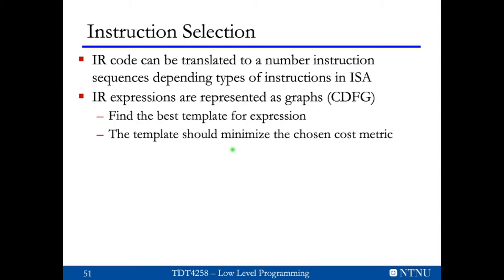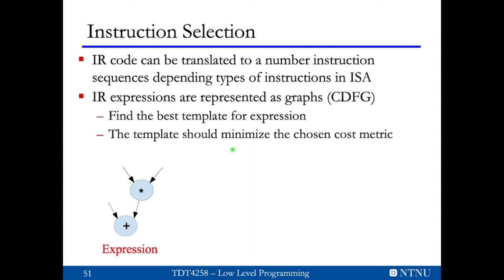IR instructions, as we've seen, are represented as control and data flow graphs. So essentially what we do is we have templates for expressions. So for every possible expression in our intermediate representation, we can find out what machine instruction would fit best here. And depending on your cost metric like performance or energy, this template should fit best. So there might be different templates for your different optimization strategies or optimization objectives you want to apply to your generated code.